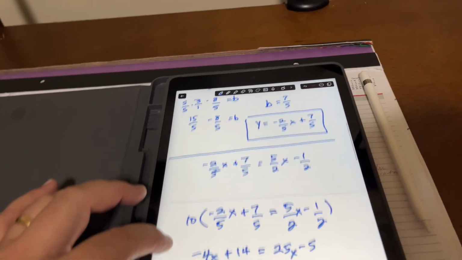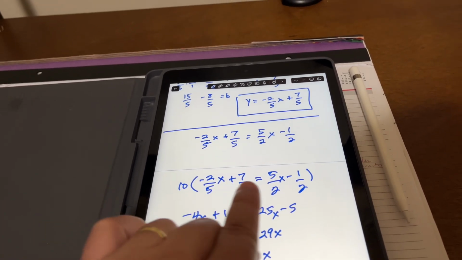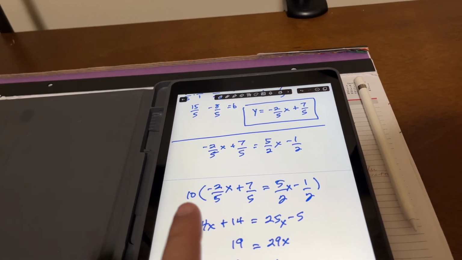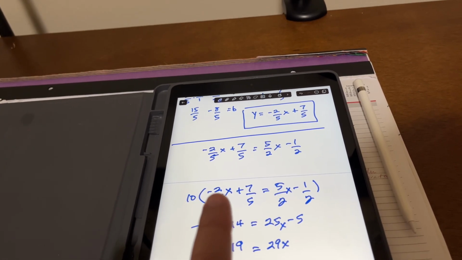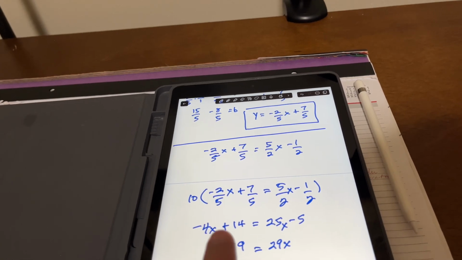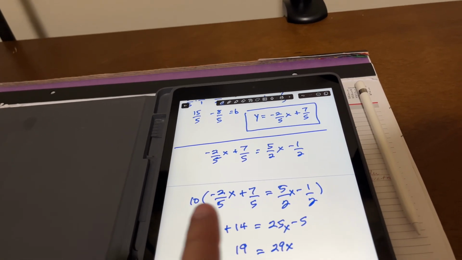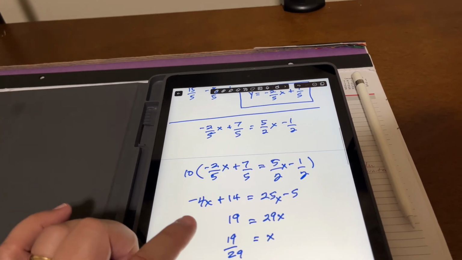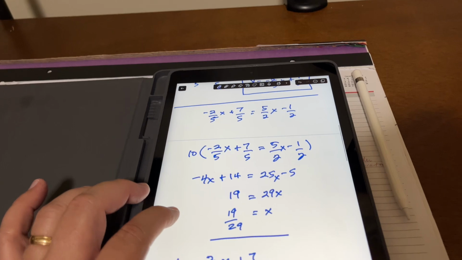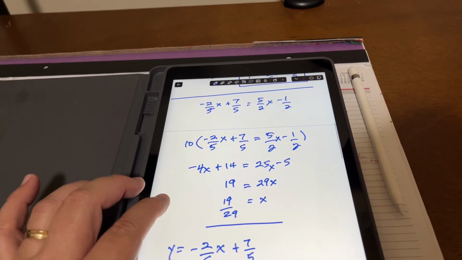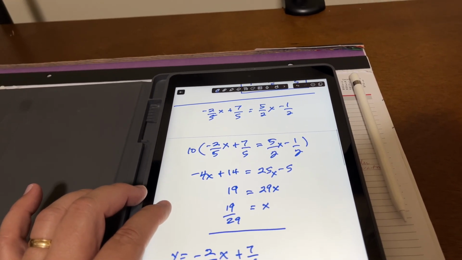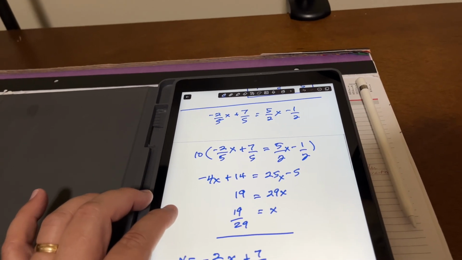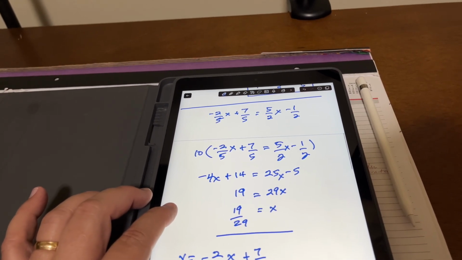But what I think is the smartest thing to do is to realize that the least common denominator between 5 and 2 is 10. So if I multiply every term by 10, I get rid of the fractions and I get this. So 10 times -2 is -20. -20 divided by 5 is -4, so that's -4x. So forth and so on. You're going to distribute that 10 to everything. It gets rid of all the fractions and gives you this equation, and if you get x on one side, you find out that x is 19/29. So that's the x value on the point that is perpendicular and on both lines.